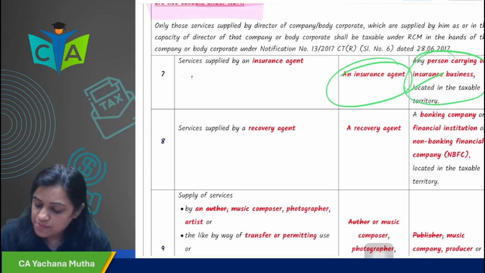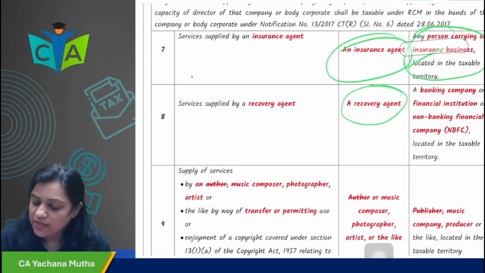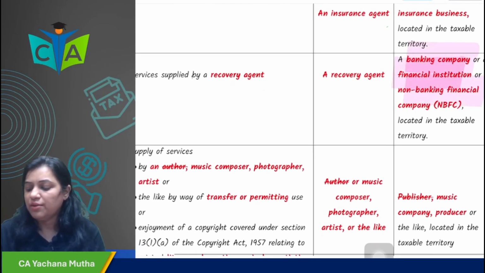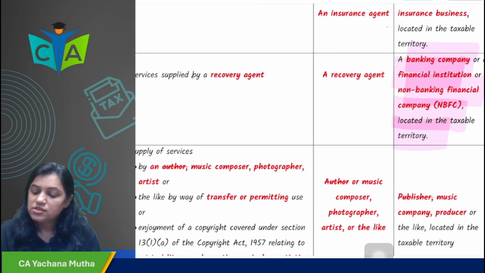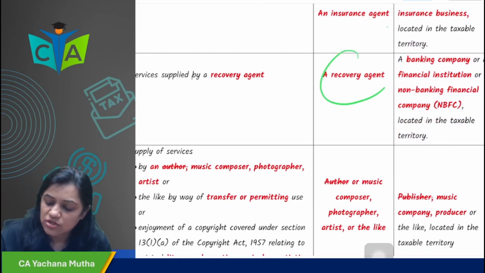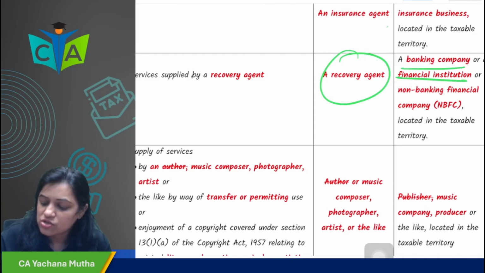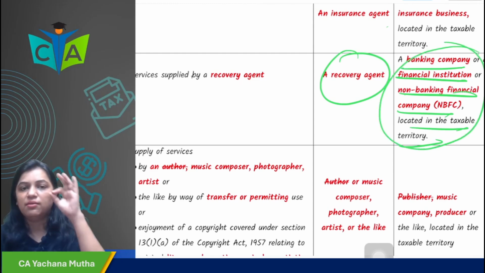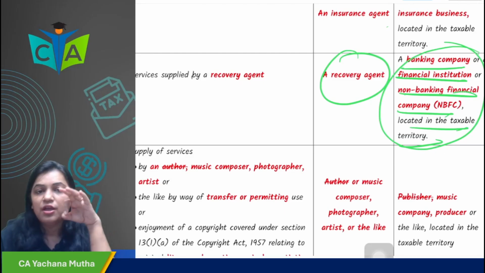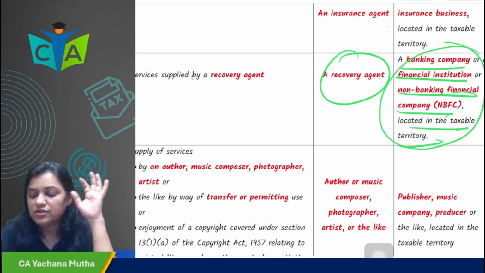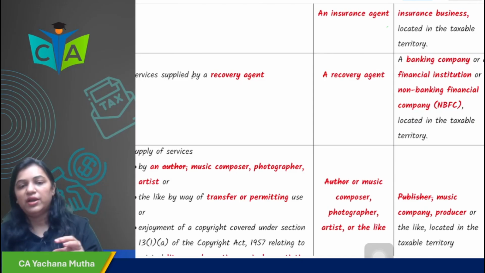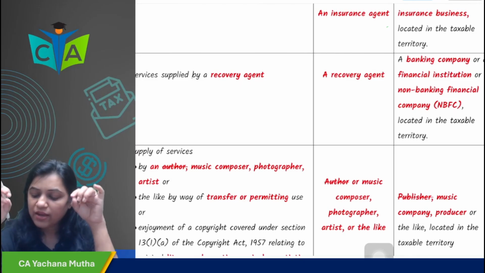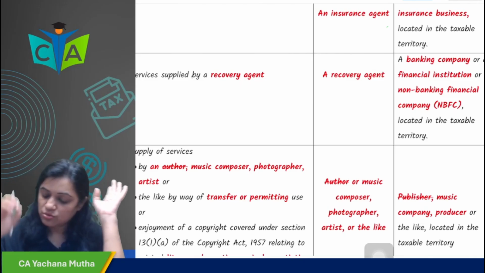Next, service by a recovery agent. Recovery agent is providing service. To whom is he providing the service? He is providing the service to a banking company, financial institution or NBFC located in the taxable territory. So who will discharge the tax liability? The banking company, financial institution or NBFC will pay the tax to the government.